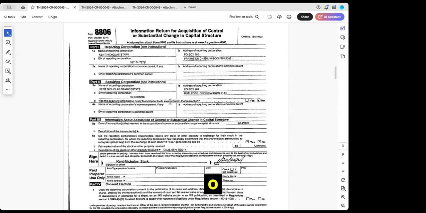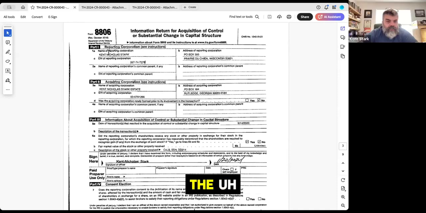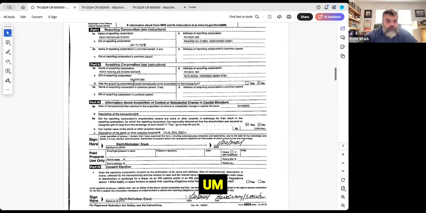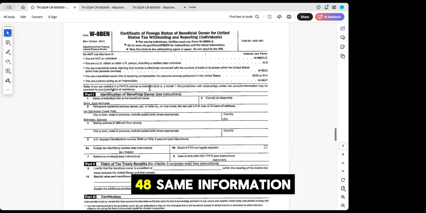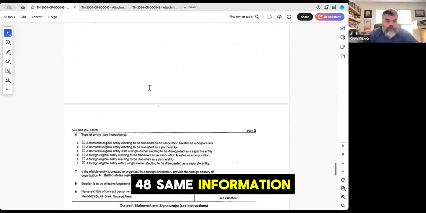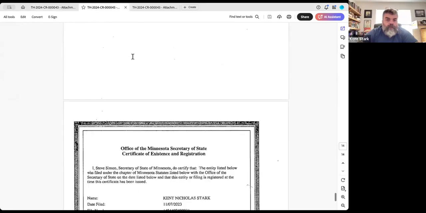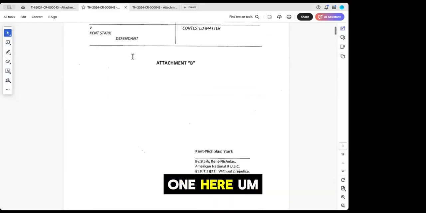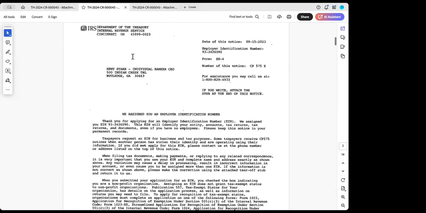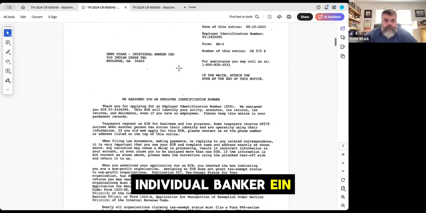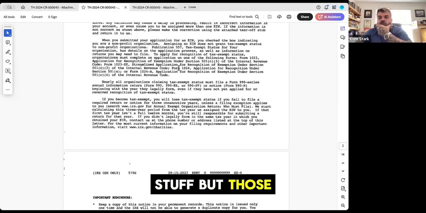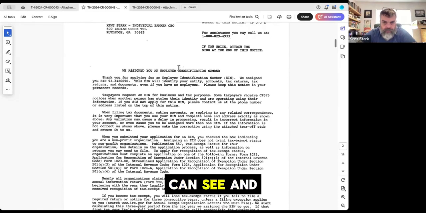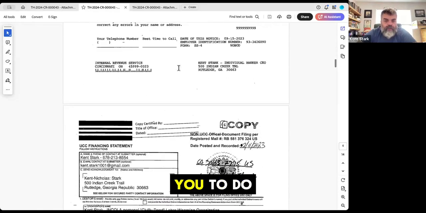Okay, so then there's the 8806 that puts the trust, which was my social security number, to the estate. Okay, 48. Same information as the other one. And then this one here is my individual banker EIN, and I'm going to do another class about how to do the individual banker stuff, but those forms are on the website so that you can see and read about this. So I encourage you to do that.